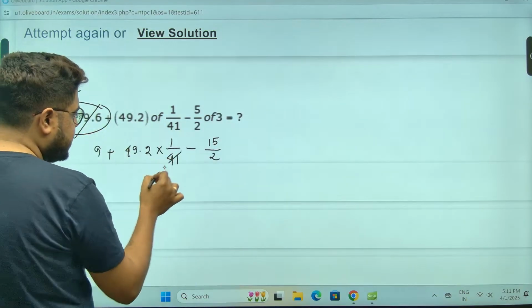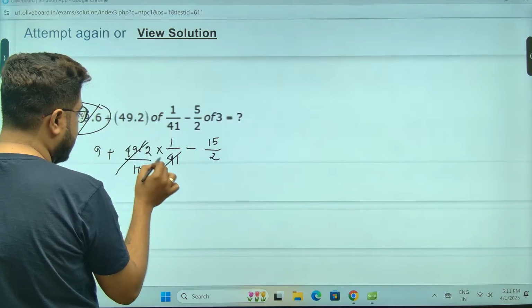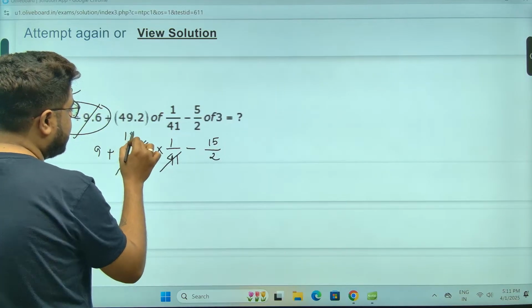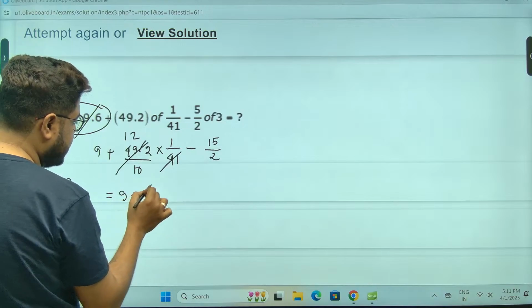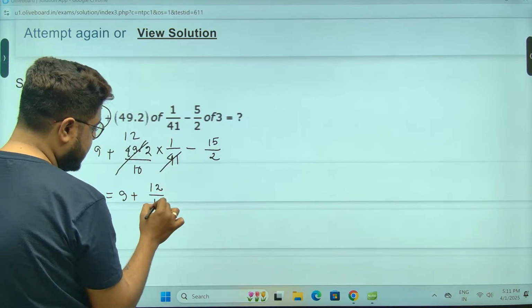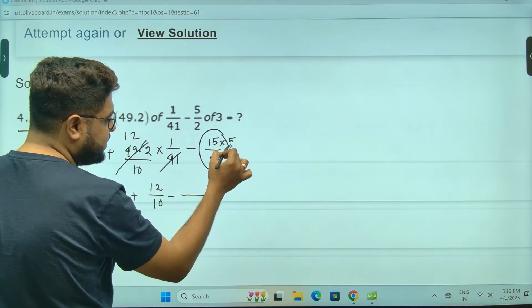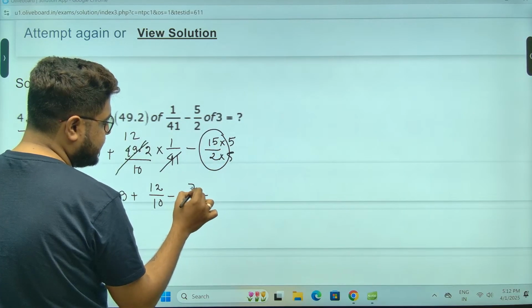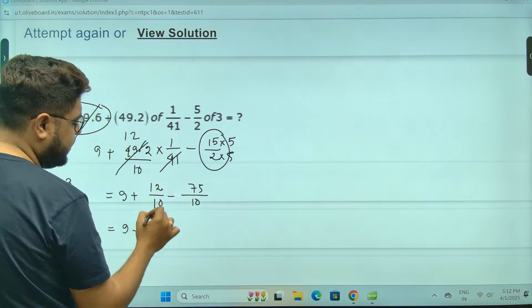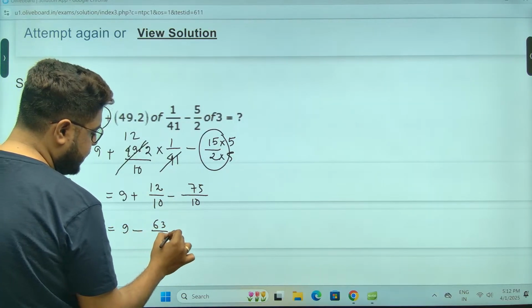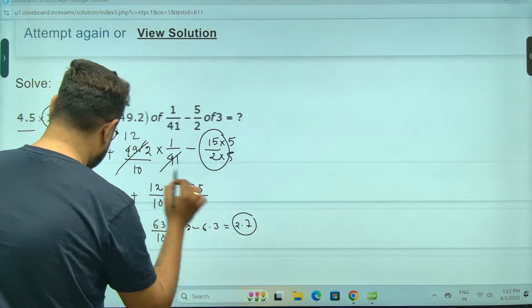So let's see now. 41, so this is by 10 I'm writing. 41 times 2 is 82, meaning 12. So chalo, very good. So 9 plus 12 by 10 minus 15. So let's multiply by 5, because by 10 I'll calculate. 75 by 10. So 75 minus this is 63 by 10. So 9 minus 6.3, 2.7 is the answer.